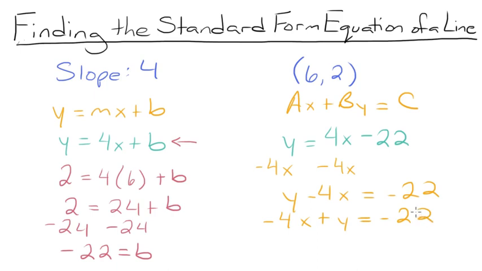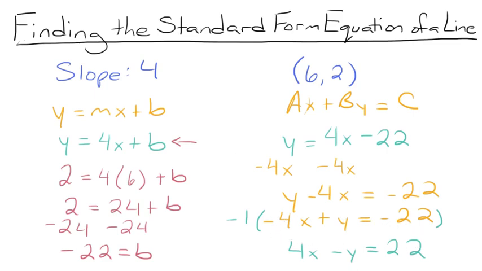Now remember, in order for a linear equation to be in standard form, a must be a positive integer. So in this case, we have a as negative 4. So we need to get rid of that negative sign. So to do that, we're going to multiply the entire equation by negative 1. When we do that, we'll get 4x minus y equals 22. And there we have it. This is the standard form equation for our line.